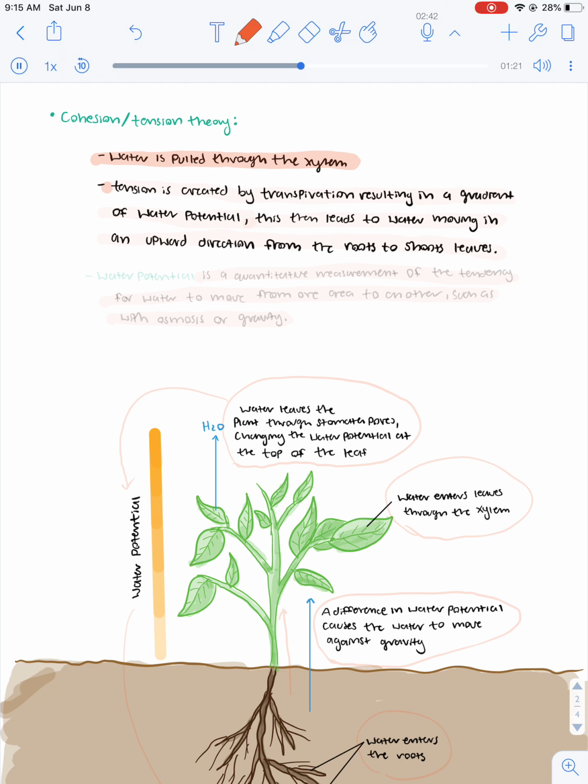It explains that tension is created by transpiration, which results in a gradient of water potential in the plant. This gradient of water potential leads to water moving in an upward direction from the roots of the plant to the shoots and leaves. Water potential is basically just a quantitative measurement of the tendency for water to move from one area to another, such as with osmosis, or in this case, gravity.